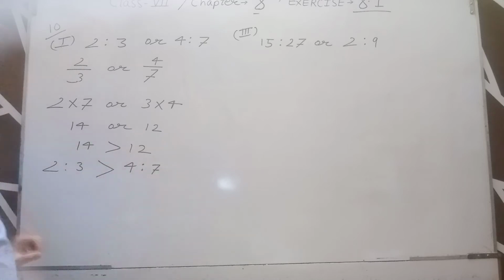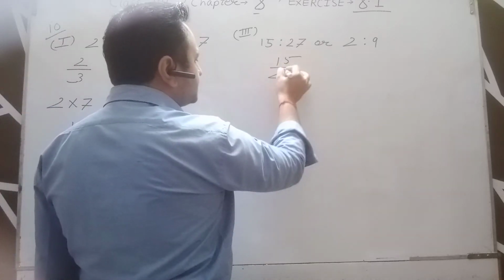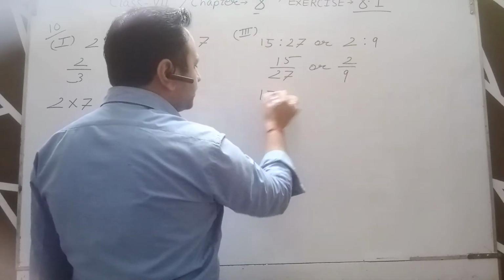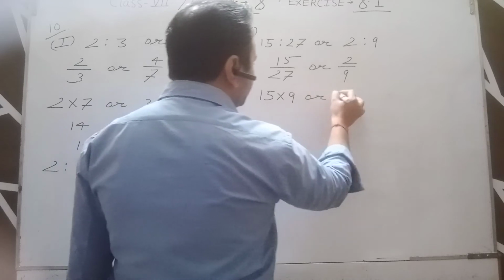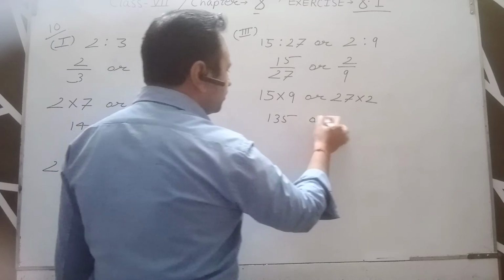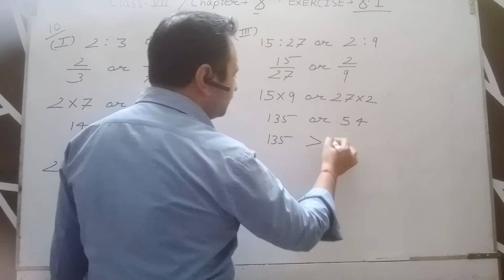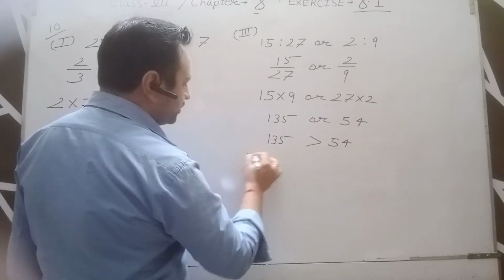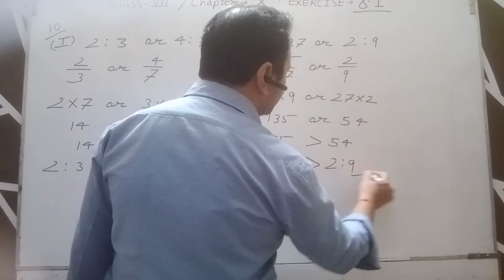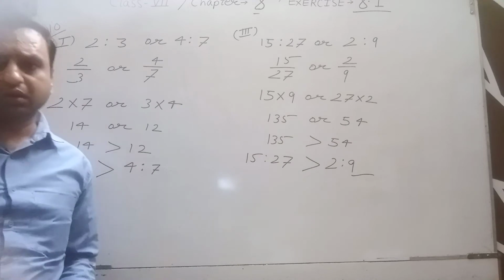4:7. Similarly, in the third part, we note down 15/27 and 2/9. Cross multiply: 15 multiply 9 and 27 multiply by 2, 135 and 54. Obviously 135 is greater than 54, so 15:27 is greater than 2:9. So question number 10 is very easy, just note down.